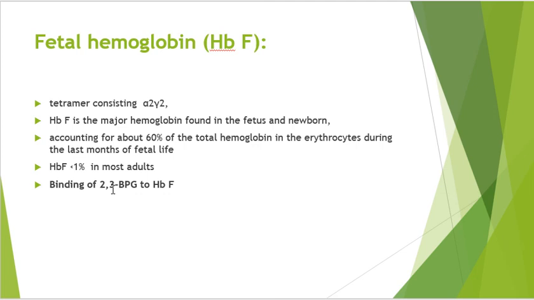The higher oxygen affinity of hemoglobin F facilitates the transfer of oxygen from the maternal circulation across the placenta to the RBCs of the fetus.